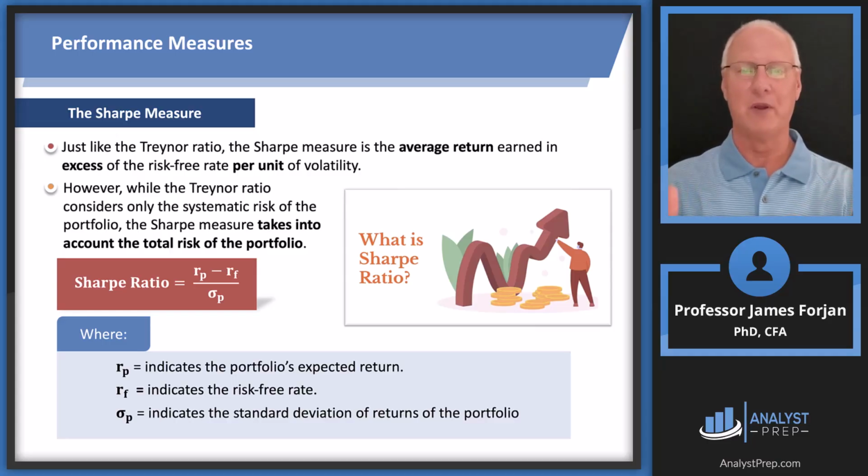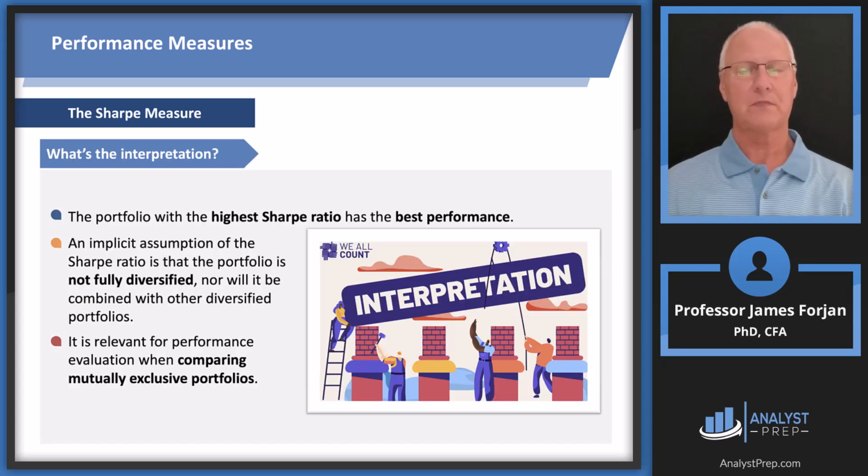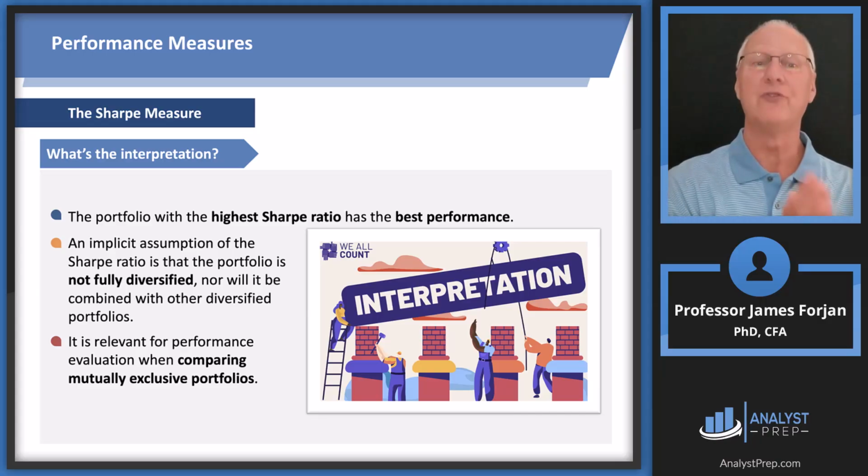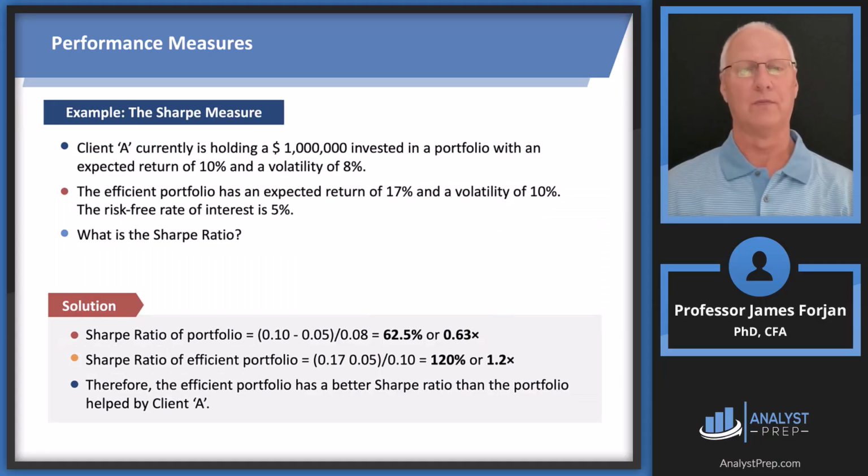So note, Sharpe has the same thing in the numerator. There's some kind of a premium, but we're dividing by standard deviation. Of course, just like Treynor, we want the higher ratio or the highest. Now we want the Sharpe ratio. But notice, with Treynor, we're assuming well-diversified portfolios. With Sharpe, we're worried that the portfolio is not fully diversified. That's super important.